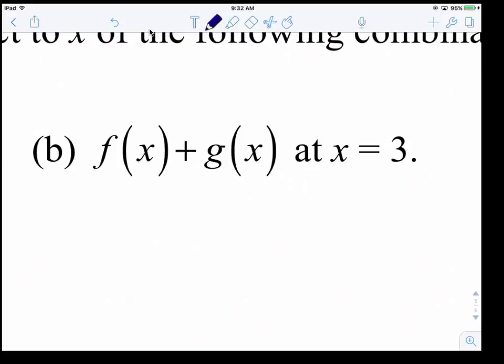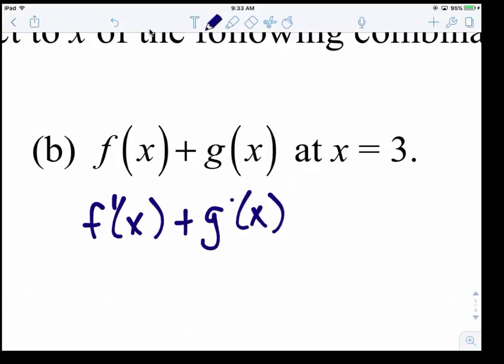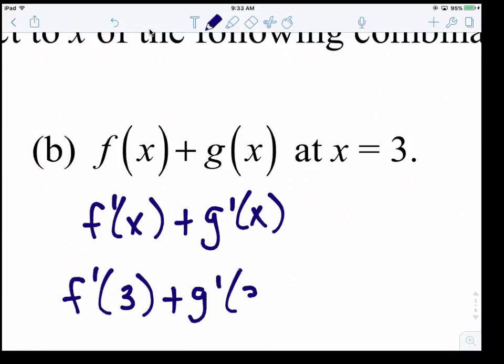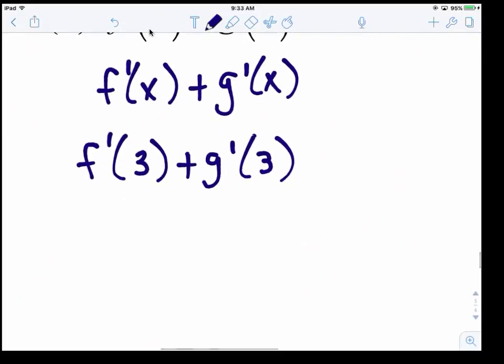All right, f of x plus g of x at x equals 3. So the derivative of f is f prime of x, the derivative of g is g prime of x. So I have f prime of 3 plus g prime of 3. And what would that be? F prime of 3 is 2 pi. G prime of 3 is 5. So 2 pi plus 5.